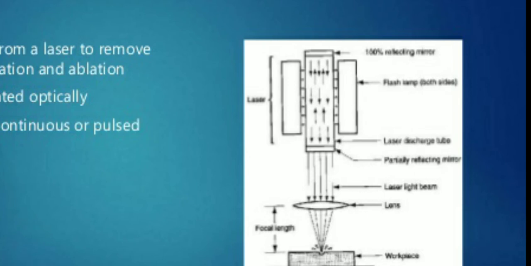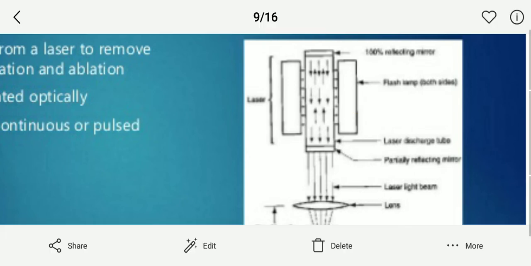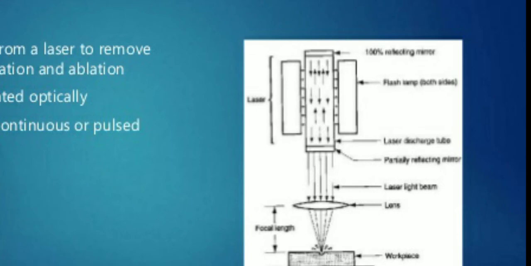Now the first step is to ensure the power supply to the light lamp. Once power supply is given to the light lamp, the light will blow onto the laser material which is placed between the two light lamps.